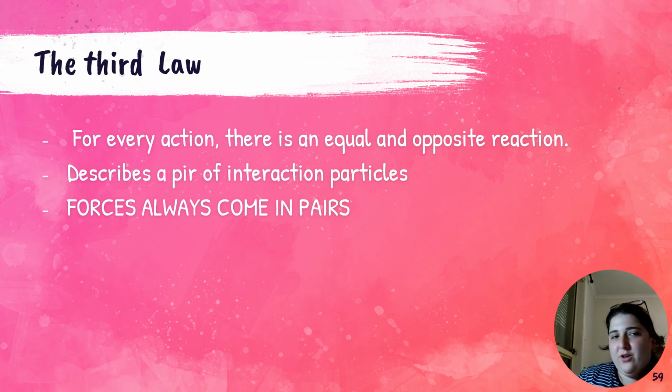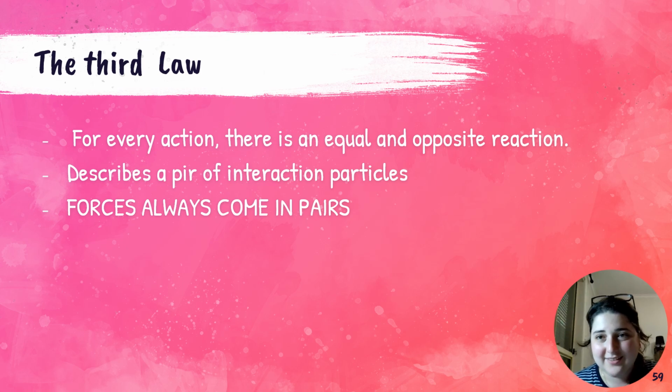Alright, next. Third law. For every action, there is an equal and opposite reaction. So when that comes to forces, it means if there is a positive force acting on an object, that means there is an equal negative force acting on the object in an opposite direction. So forces always come in pairs. You cannot have a force by itself. It simply isn't done. It does not work like that. Forces always come in pairs. Okay? And the third law describes a pair of interacting particles. For every action, there is an equal and opposite reaction. Alright.